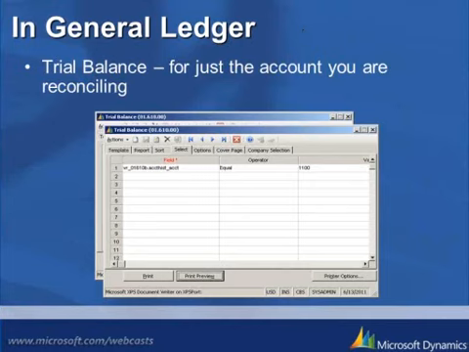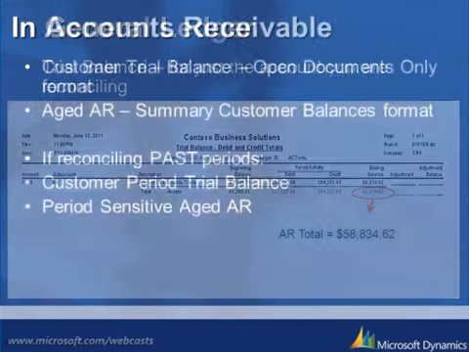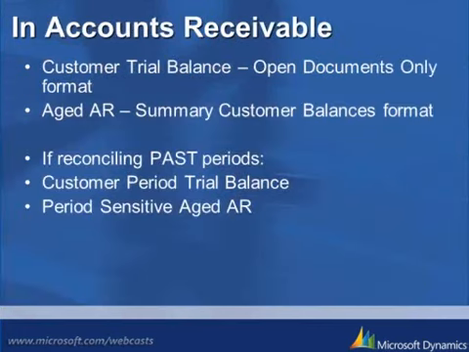If we run this report then, depending on which format you run, here we're running the debit and credit total format, so I actually have a breakout of the total debits and total credits for the period I ran the report for. It also gives us the beginning balance and ending balance on the account. So in this case, our AR total on the general ledger side is $58,834.62.